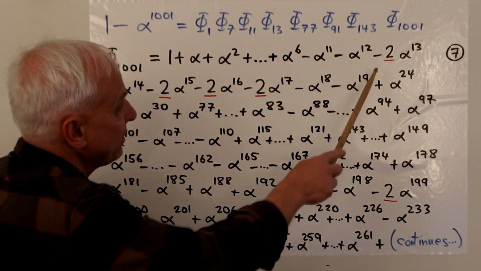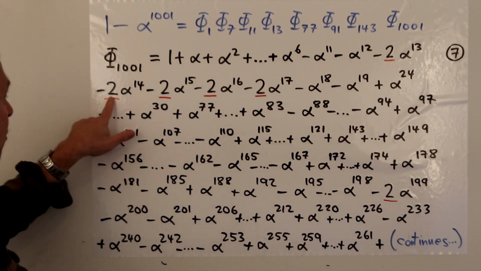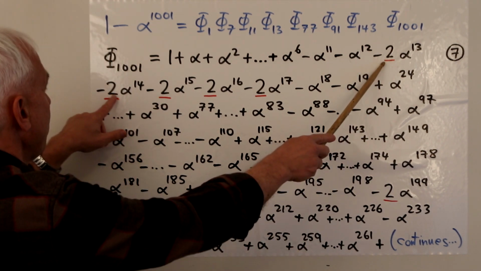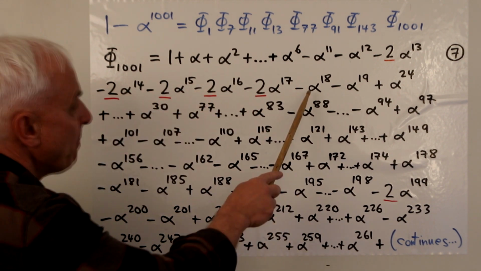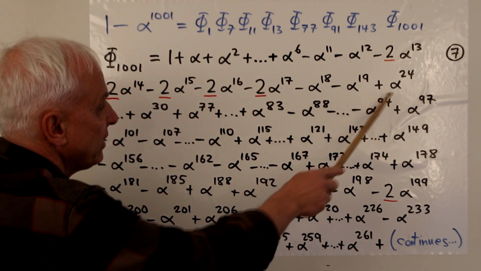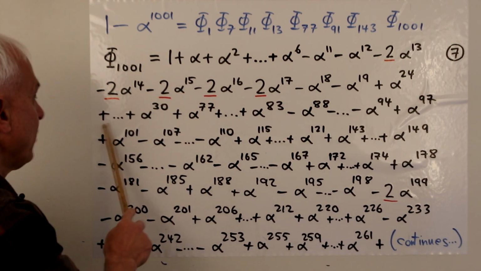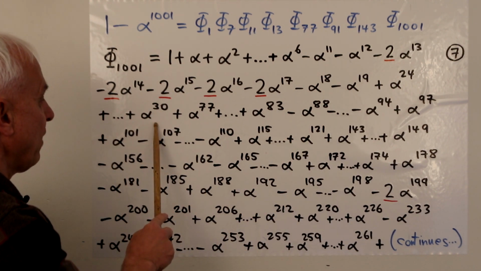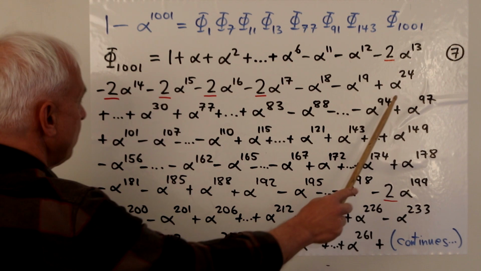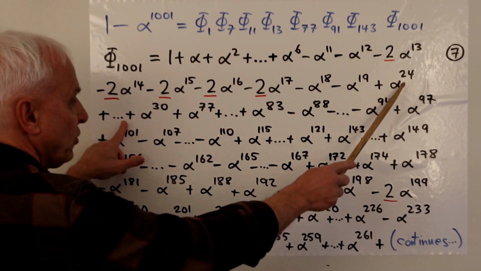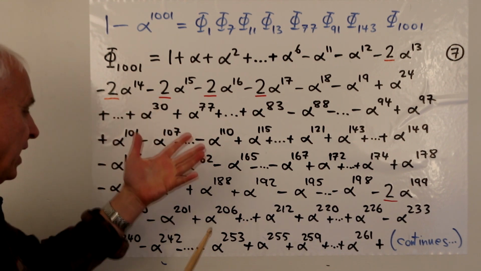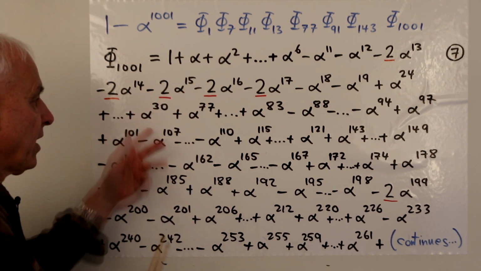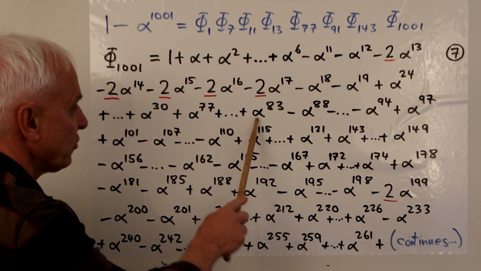Okay, so the pattern continues. There's minus 2 alpha to the 13. There's a whole bunch of 2s here. There's actually that one there, and then alpha 14, alpha 15, alpha 16, alpha 17. And then minus alpha 18, minus alpha 19, plus alpha to the 24. There's a whole string of pluses all the way up to alpha to the 30. So I'm using 3 dots. That means that you have to go alpha to the 24, alpha to 25, 26, 27, 28, 29, up to 30. And then here there's another little string and so on.